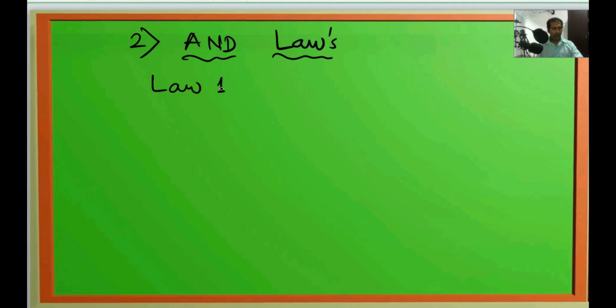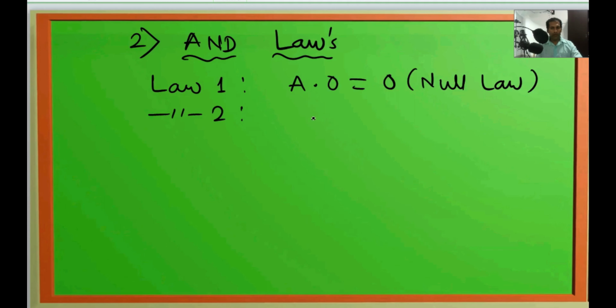The next one is the AND laws. There are 4 AND laws. Law 1: A dot 0, meaning anything multiplied by 0 will be 0. This is called the null law. The second law is A dot 1 will be A. So if A is 1, it will be 1. If A is 0, it will be 0. This is the identity law.